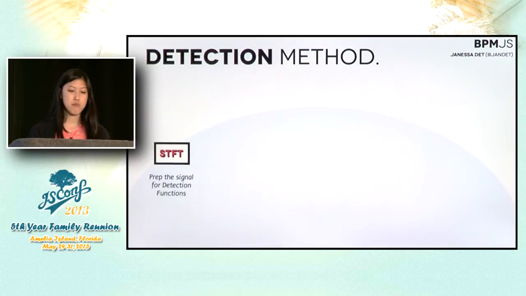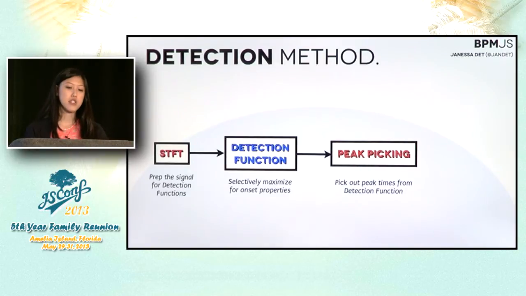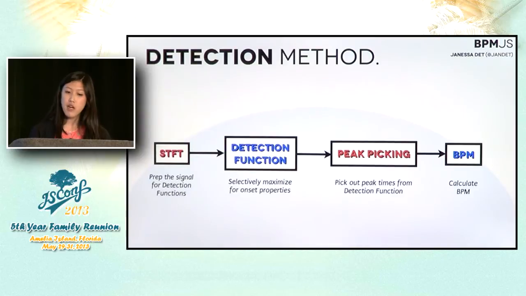So first, what we're doing, there's some general steps. We're doing an STFT, short-time Fourier transform, which basically prepares the signal for detection functions. Then we do the detection function. These are functions meant to selectively maximize for the onset properties that we're looking for and turn them into strong signals we can pick out in peak picking. After you have those highlighted onset times, you can pick out those times from the signal that you've now processed. And from there, it's home free. You calculate the BPM.